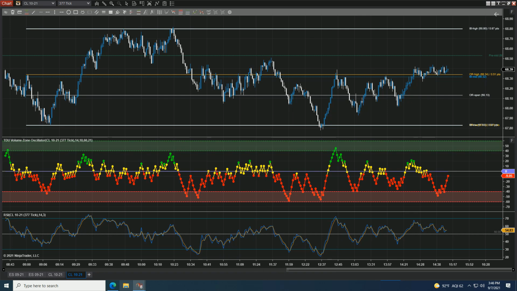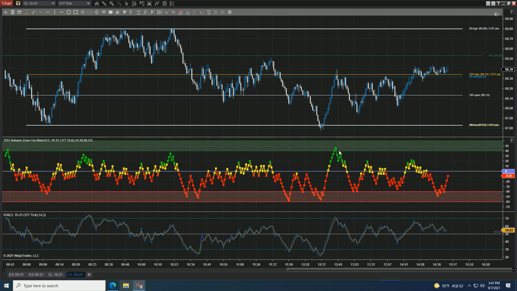Now, that being said, take note of the fact here that while we certainly would want to be aware of getting to these extremes in the RSI, we'll note how the volume tends to match the RSI. So you have volume and momentum in alignment.